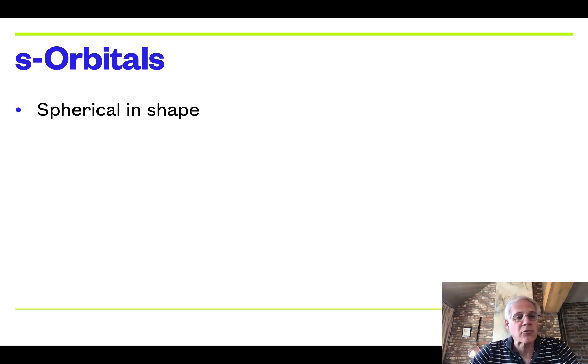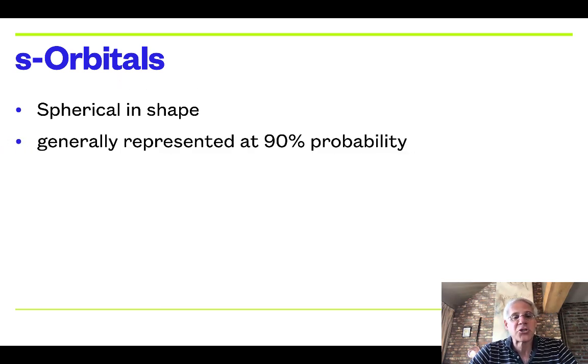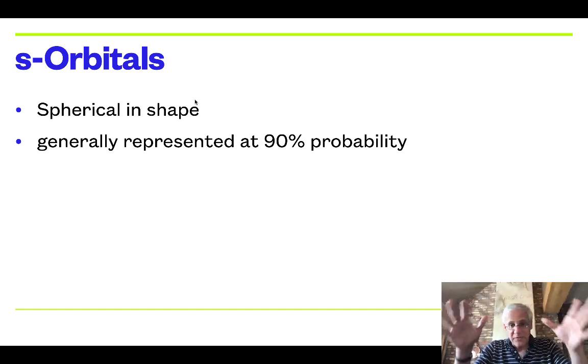We have the s orbitals where our L value is equal to 0. Our s orbitals are spherical in shape. We generally represent them at a 90% probability density. Sometimes you'll see 95. The higher the probability density goes, the larger the s orbital has to go. So what that 90% probability means is, if you can imagine a sphere of a certain size, we have a 90% probability of finding the electron somewhere within that sphere. If we want to go to a 95% probability, we need to make the sphere a little bit bigger.